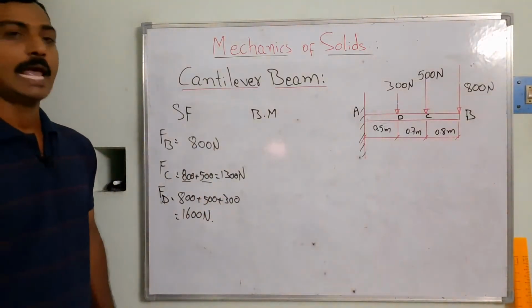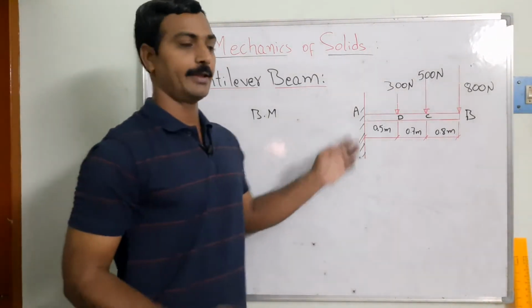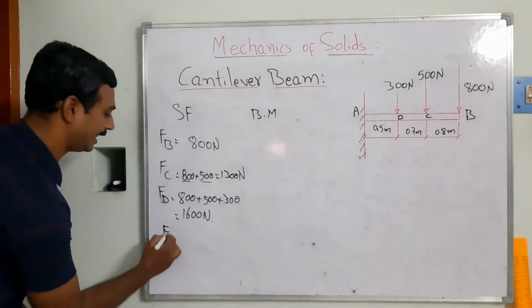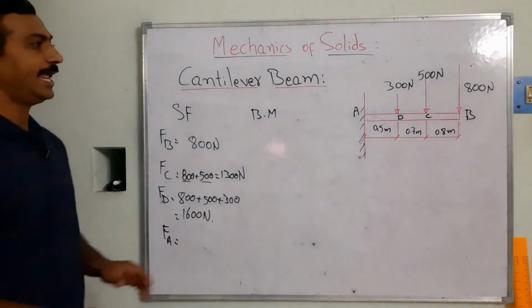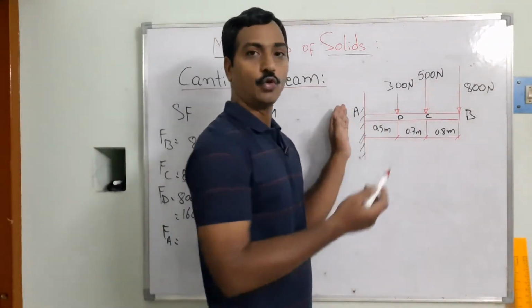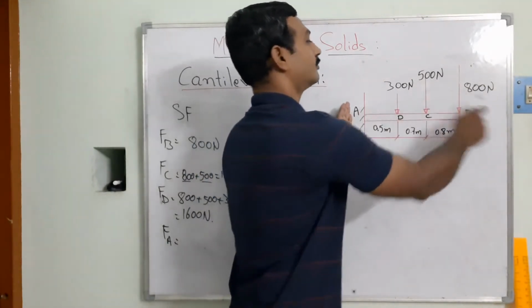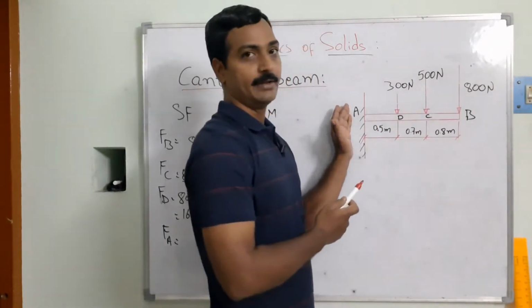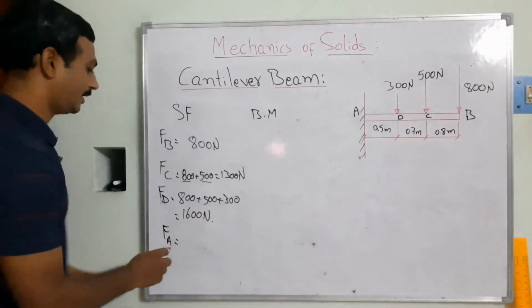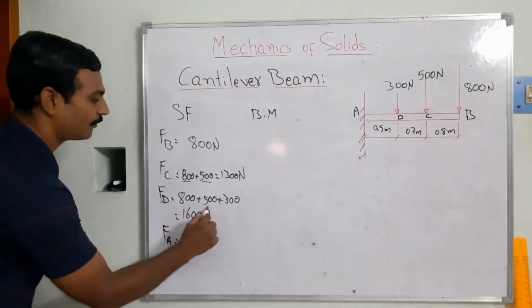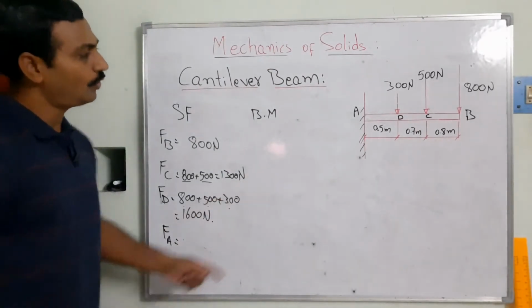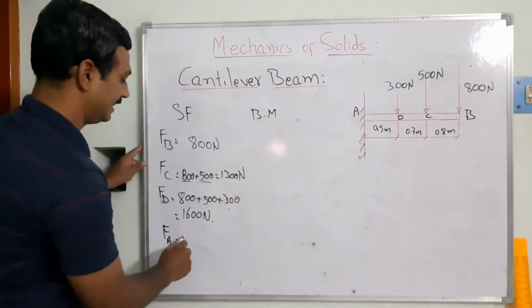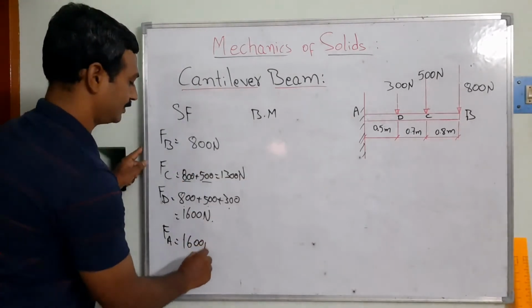Can you see here? Now I am going to point A. So what is the shear force at A? The shear force at A: how many loads are acting from here towards the right side? Three forces are acting. So that's the same magnitude as at point D. That's going to be 800 plus 500 plus 300. There is no load at point A, so I can say this is also 1600 newtons.